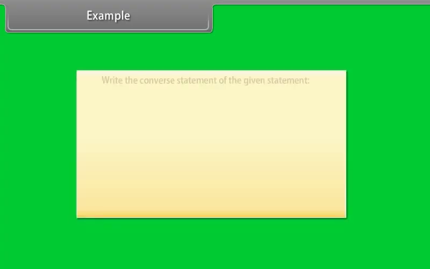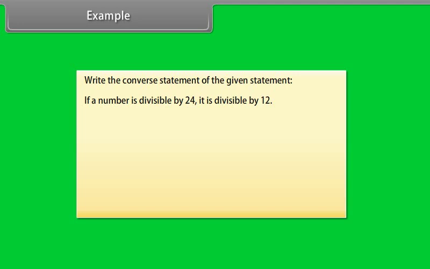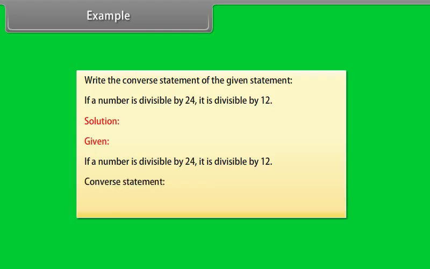Example. Write the converse statement of the given statement. If a number is divisible by 24, it is divisible by 12. Solution. Given: if a number is divisible by 24, it is divisible by 12. Converse statement: if a number is divisible by 12, then it is divisible by 24.